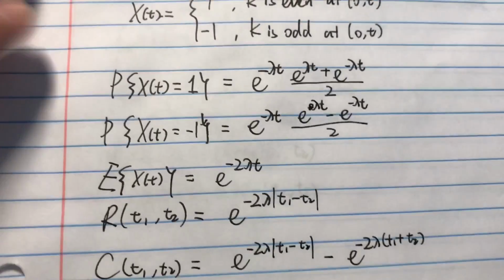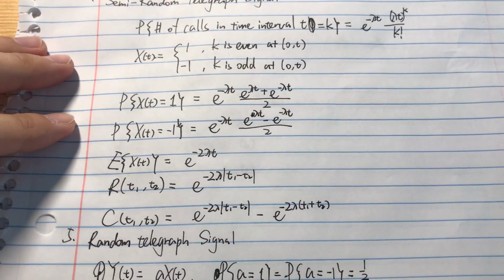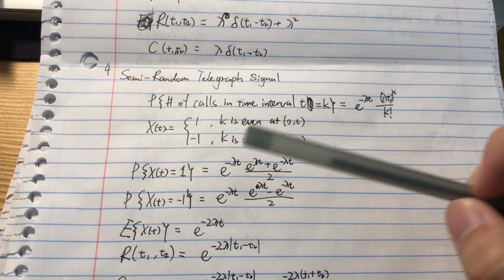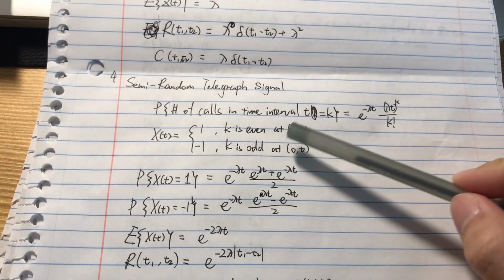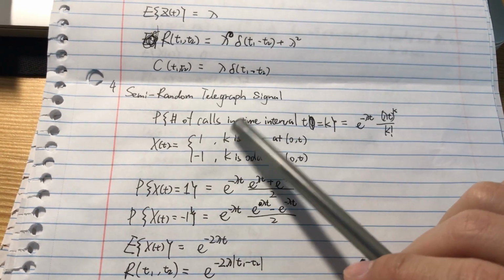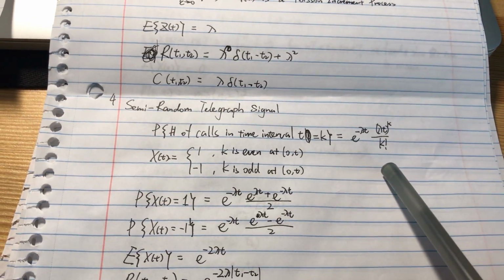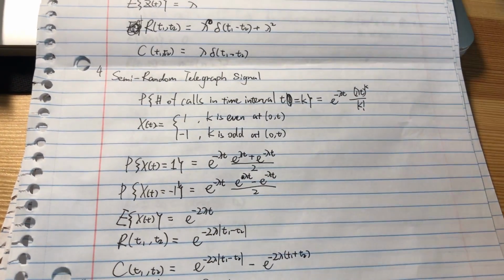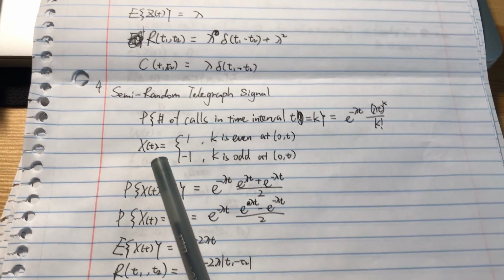The next one is the semi-random telegraph signal. For this one, the probability that the number of occurrences in the time interval from 0 to t equals k is e to the minus lambda t times (lambda t) to the k over k factorial, and we have this definition here.